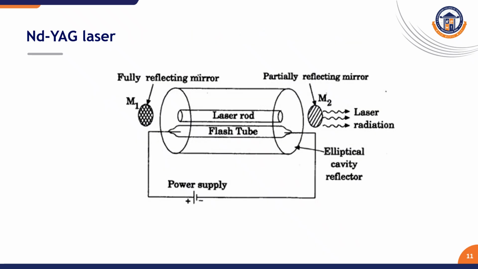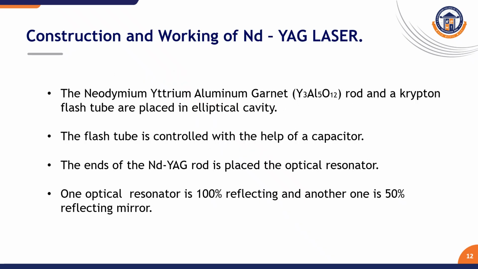The diagram represents the construction of the Nd:YAG laser. The neodymium yttrium aluminum garnet rod and a krypton flash tube are placed in an elliptical cavity. The flash tube is controlled with the help of a capacitor. At the ends of the Nd:YAG rod is placed the optical resonator. One mirror is 100% reflecting and the other is a 50% reflecting mirror.